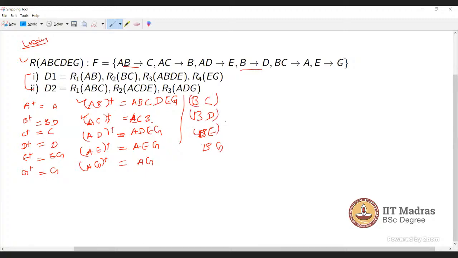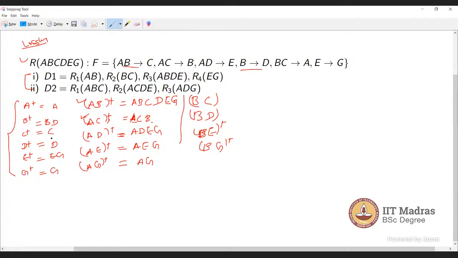So this is very time taking. Sir, I have one trick to solve this. We can take the closure of all the attributes present: A, B, C, D, E, G. These are all the attributes. Now we will take the closure of all these. Closure means we will get all the attributes.